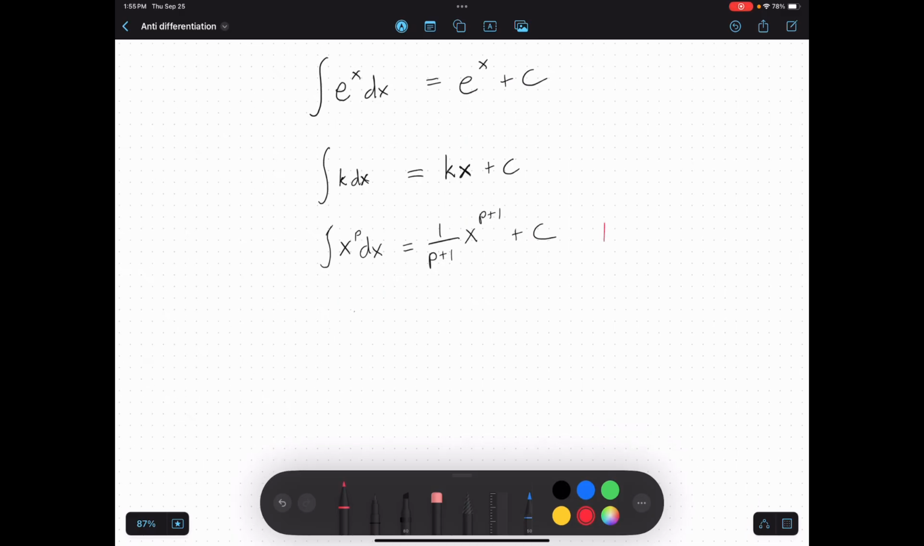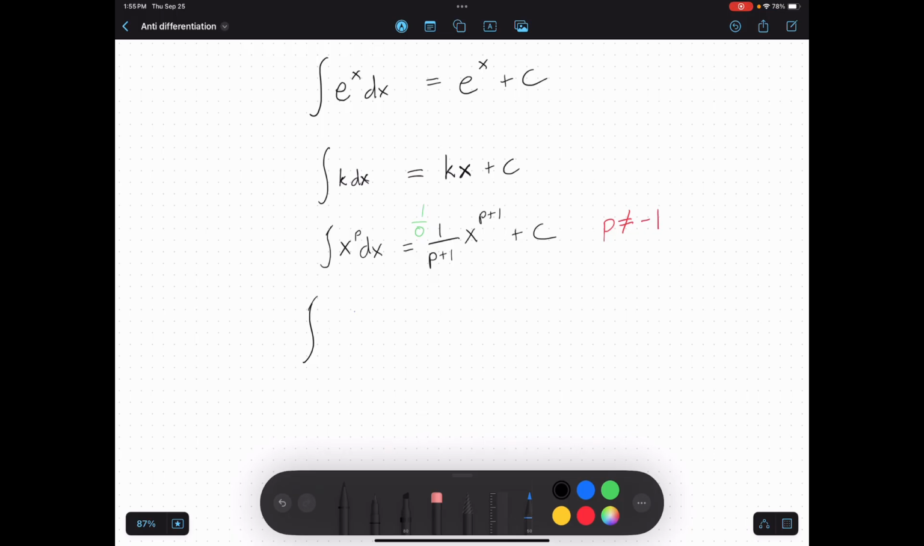It works for everything except for having an exponent of -1. Why not? Because if I tried to use the power rule, I'd end up with 1 over 0 here. And of course, that's an undefined value. That's a no-no in math. So let's look at that case specifically.